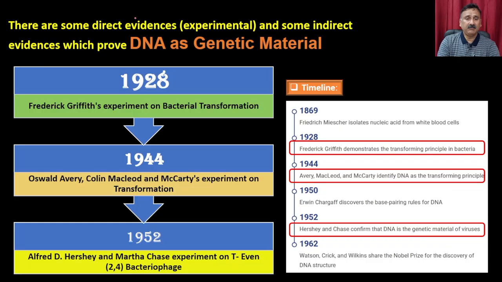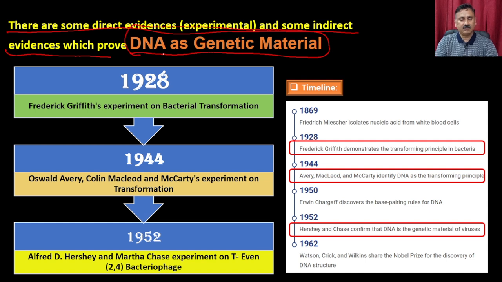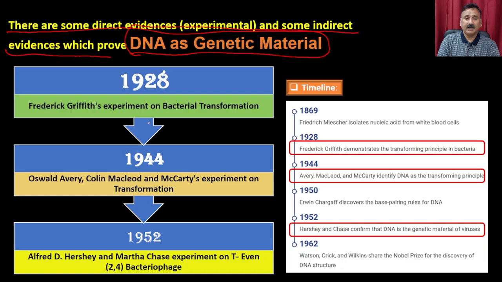Now there are some direct or experimental evidences, and some indirect evidences, which prove DNA as the genetic material, okay. These direct as well as indirect evidences have ruled out protein or RNA as the genetic material, and have proved that DNA is the most acceptable genetic material, present from prokaryotes to mammals. There are exceptions, and these exceptions we are also going to discuss.